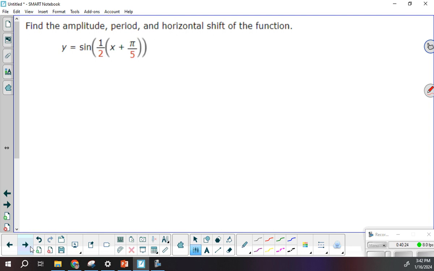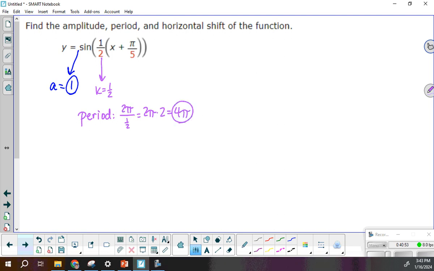This one, okay, they have factored out the k. That's nice. So again, this is a regular sine function. We do not have an amplitude, so essentially our amplitude is 1. Our k here is 1/2. So what's that tell me about the period? The period is 2 pi divided by 1/2, which is 2 pi times 2, or 4 pi. Again, what that tells me is it is going to take me 4 pi to get through an entire cycle.